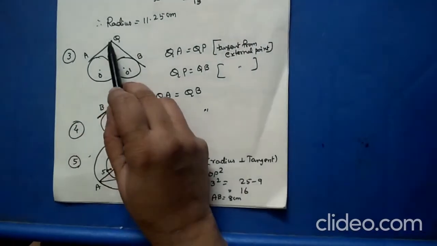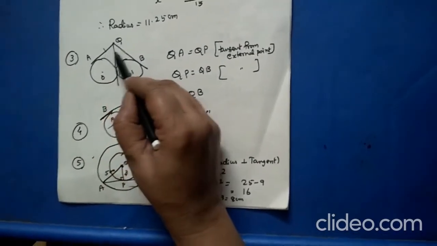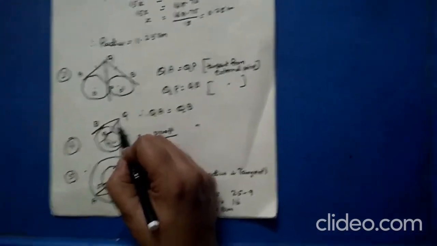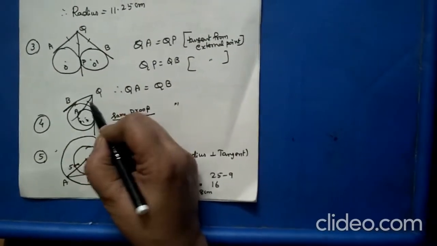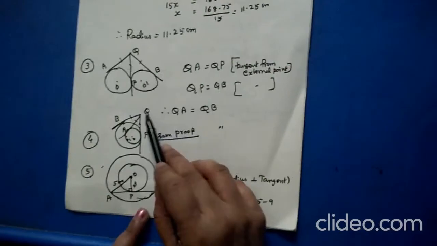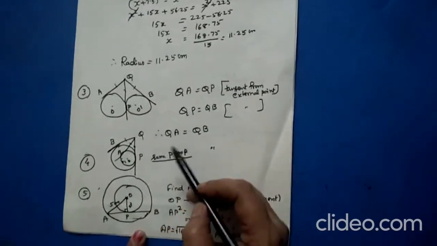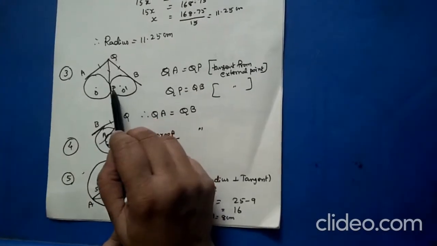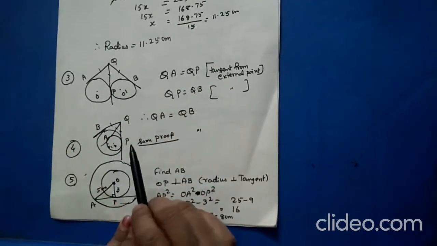You know the tangents from external points are equal. QA is equal to QP and QP is equal to QB because the tangents from external points are equal. Similarly, in this sum also QP is equal to QA, QP is equal to QB. Comparing these two, you get QA is equal to QB. This is question number 3 and 4. The difference is one is touching externally and the other is touching internally.